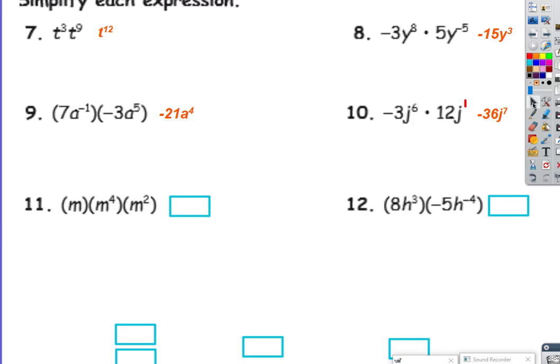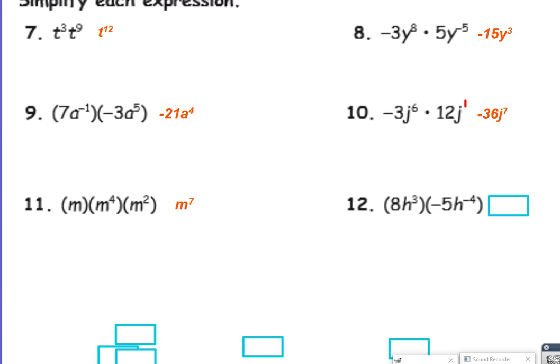11. I don't have to multiply any numbers, but I have to add my exponents. Don't forget the 1 on the first stem. 1 plus 4 plus 2 is 7.